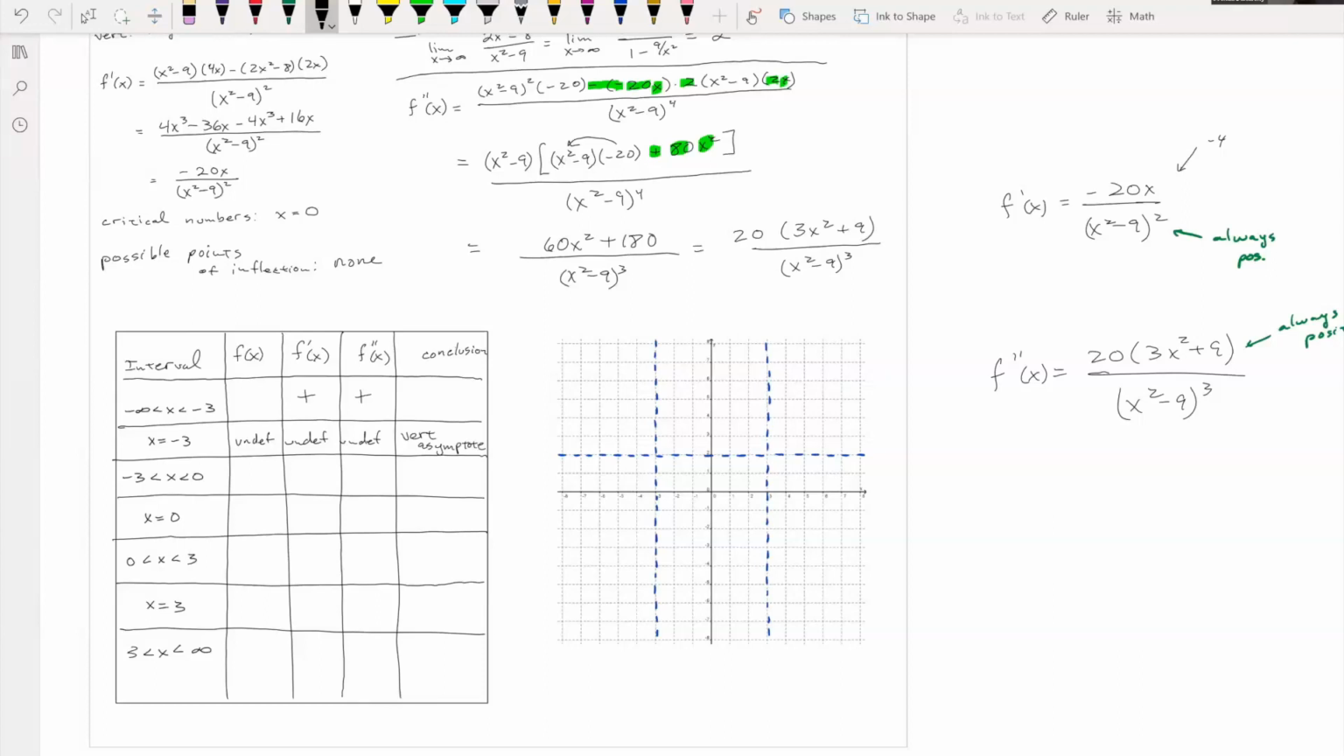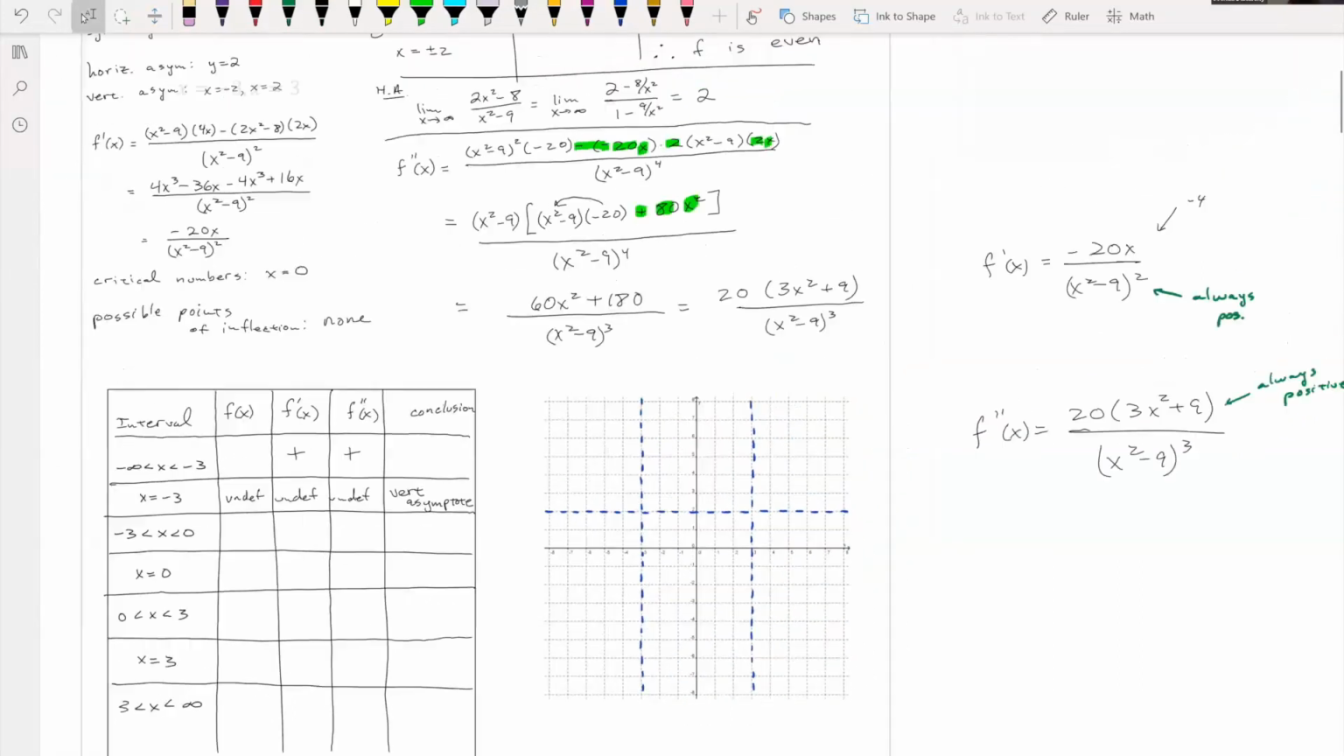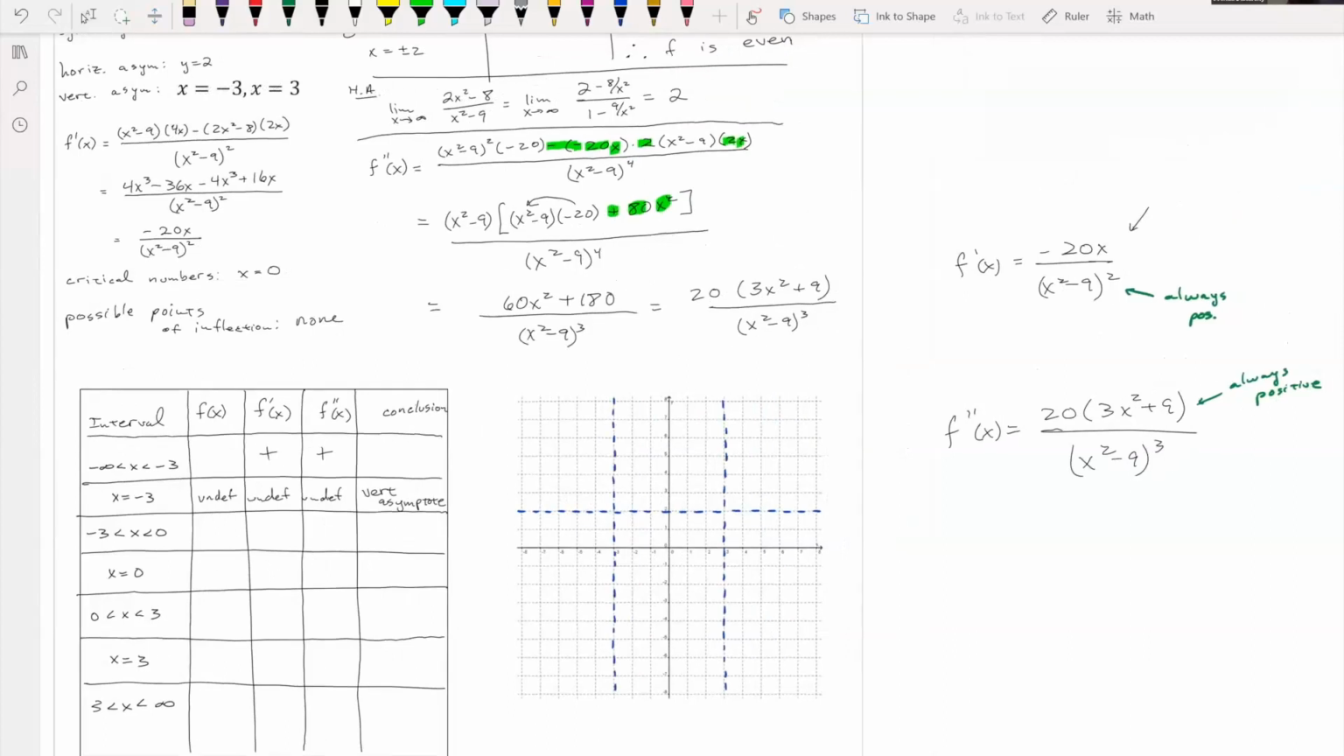From there, if we plug in a value between -3 and 0, like -1, over here, we're going to get f prime being positive. But if I plug in -1 down here, I'm going to get 1 minus 9, which is -8 to the third, which is also negative. So in that case, we get a positive divided by negative, which is negative.